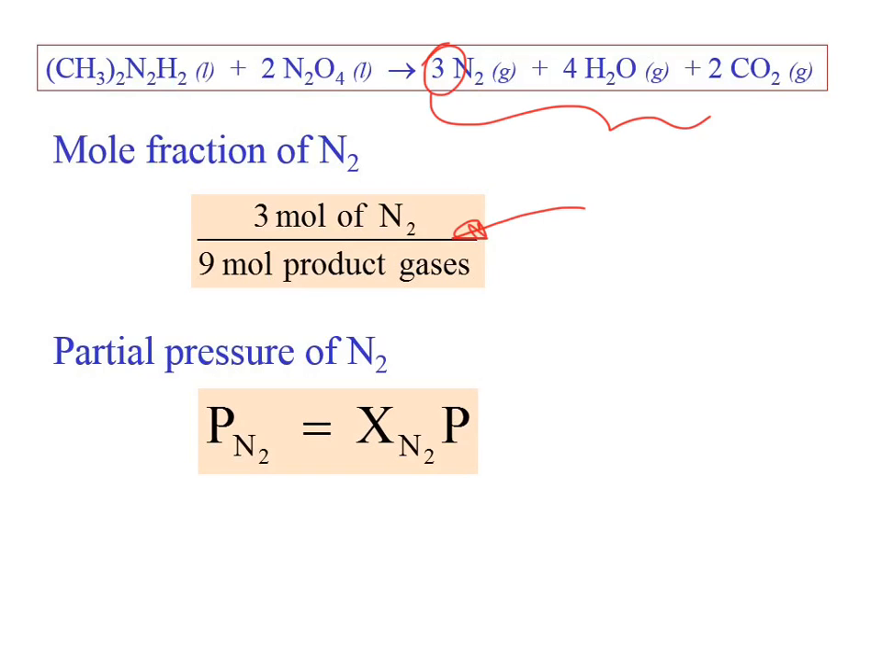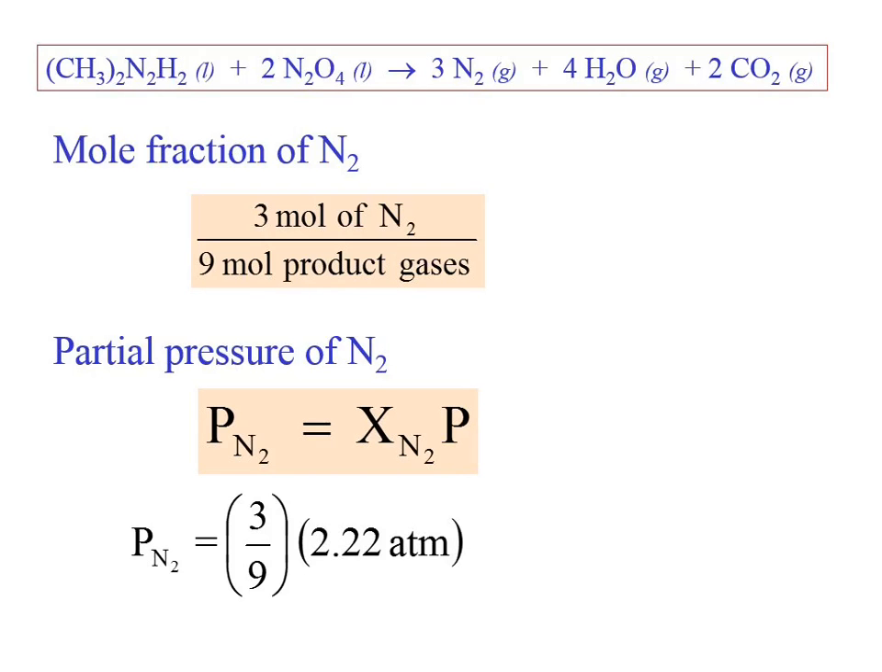So here we go. We're going to take that 3 moles of N2 for every 9 moles of total gases, and multiply that times the total pressure, which we got is 2.22 atmospheres. I know 3/9 is 1/3, but there you go. Rounding to 3 significant figures, you get 0.740 atmospheres. And that was the second question. And that's it.